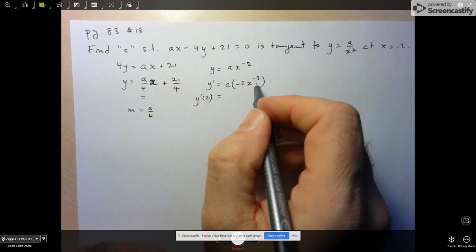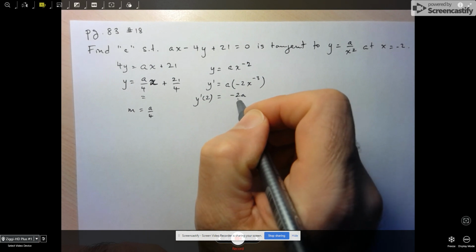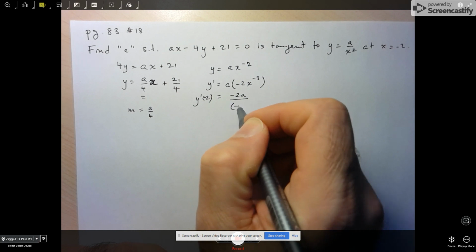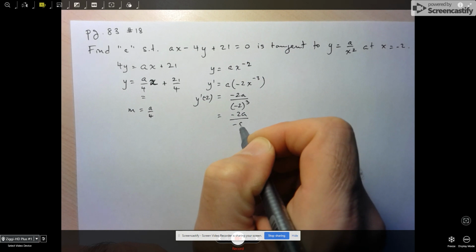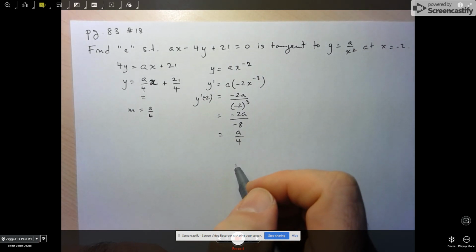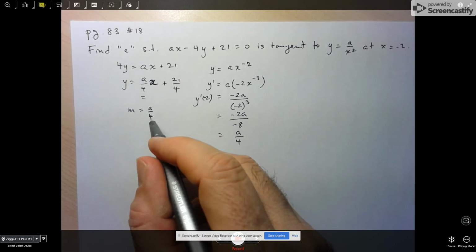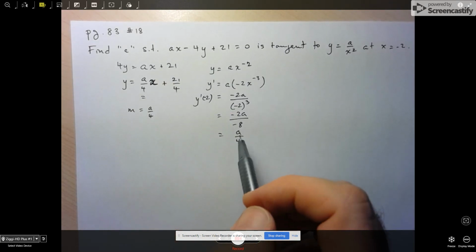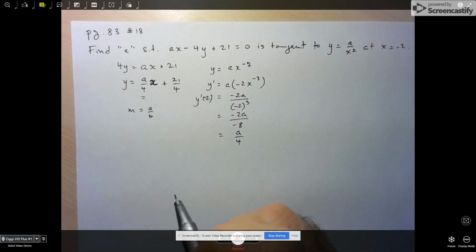All right, so we just have to input -2 here. So in the numerator, we're just left with -2a, and then in the denominator, we have -2 cubed. And so we have -2a over -8, and we end up with a over 4. You might say, well, okay, that's odd. Hey, we just get the exact same value there. So that means this line already has incorporated into it the correct slope, but that's not going to help us find what the a value is.